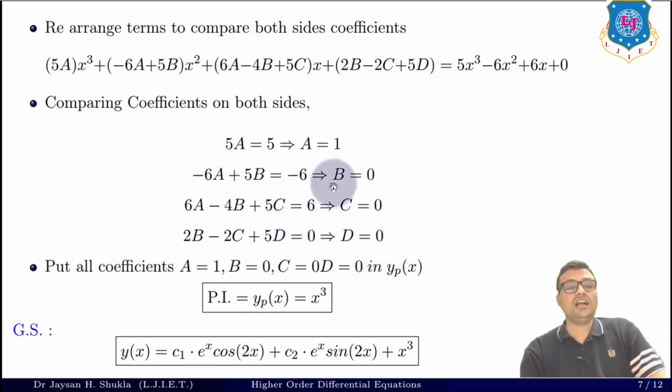So I have the values of a, b, c, d as 1, 0, 0, 0, which I am substituting into yp. That gives me the value of yp as x cube. Combining this value with the complementary function gives me the general solution.